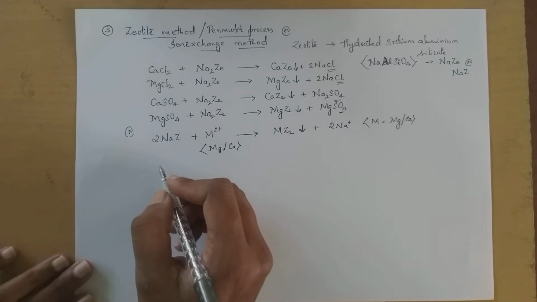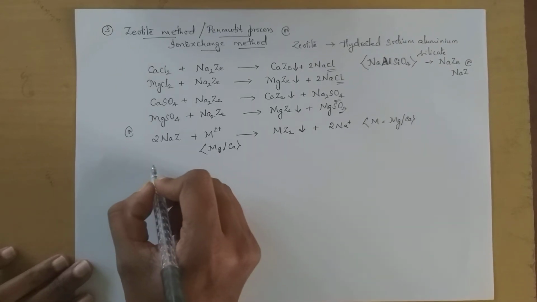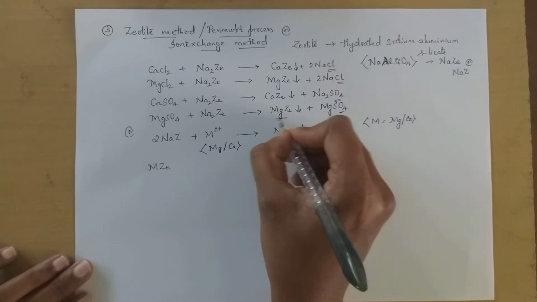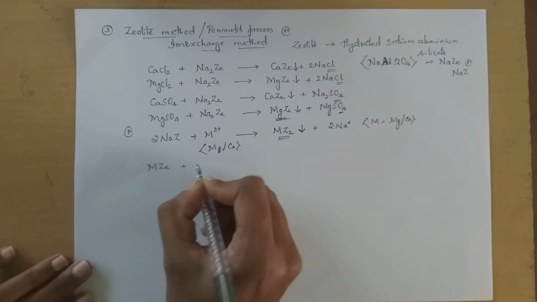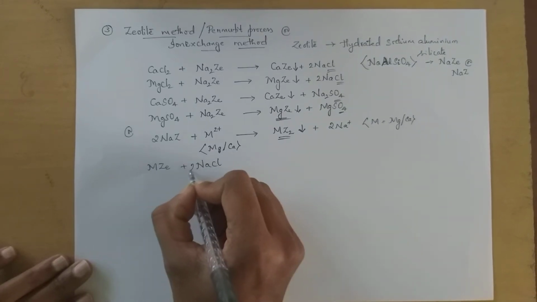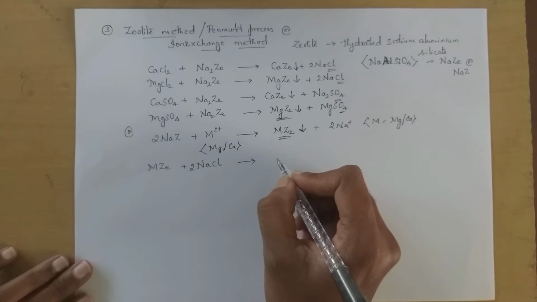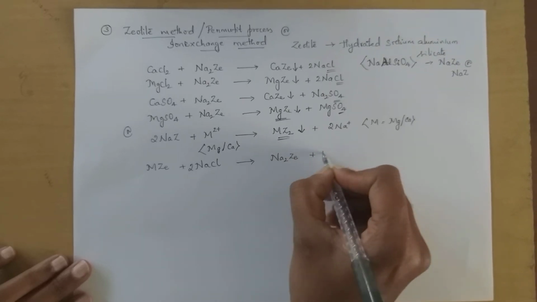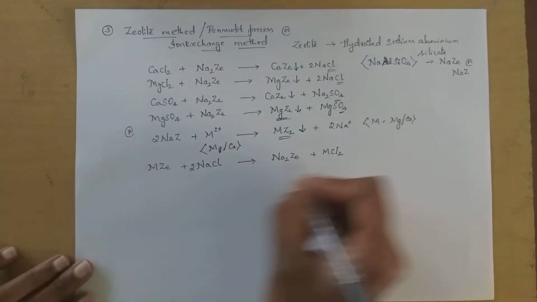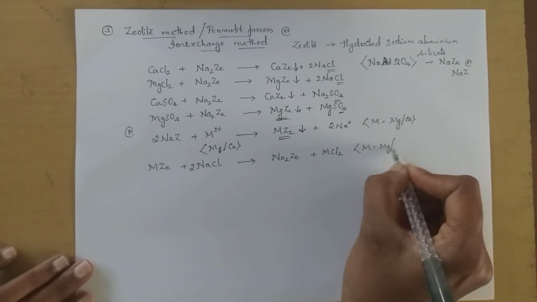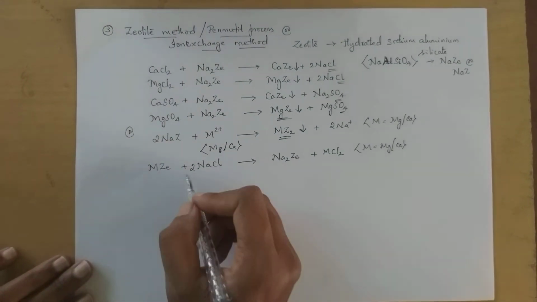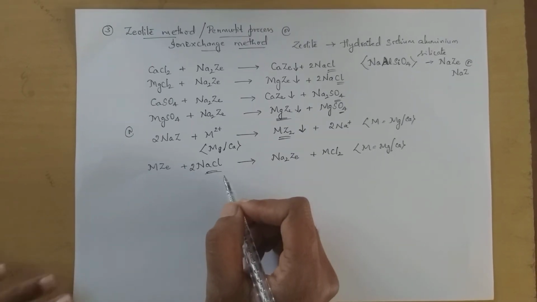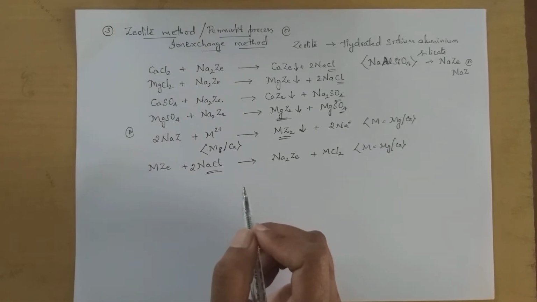But here we can finally recover the zeolite. Just by treating the metal zeolite formed here with NaCl, we can easily recover the zeolite. When treated with sodium chloride, we get zeolite and MCl2. Here M refers to magnesium or calcium. So we can recover the zeolite just by treating with NaCl. This is about the ion exchange method.